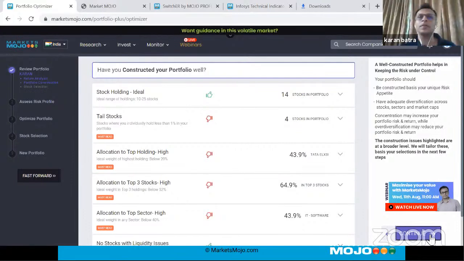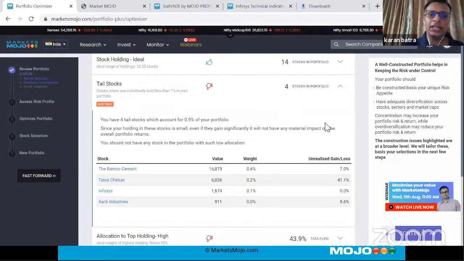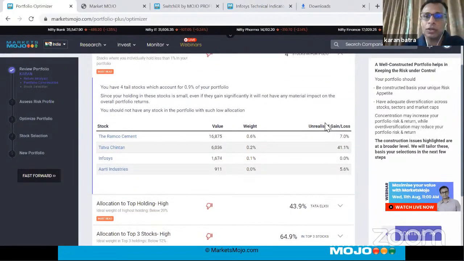Why is this required? Now, let's take this example, tail stocks. Tail stocks are where I have very small allocation. Now, this was a 28 lakh dummy portfolio. Let's say in RT Industries, I only had 900 rupees. Let's say the call was absolutely right. I got the right stock. If the stock triples from here, I will make another 2,700 rupees in a 28 lakh portfolio. That is not adding any value to my portfolio. So allocation becomes very important.